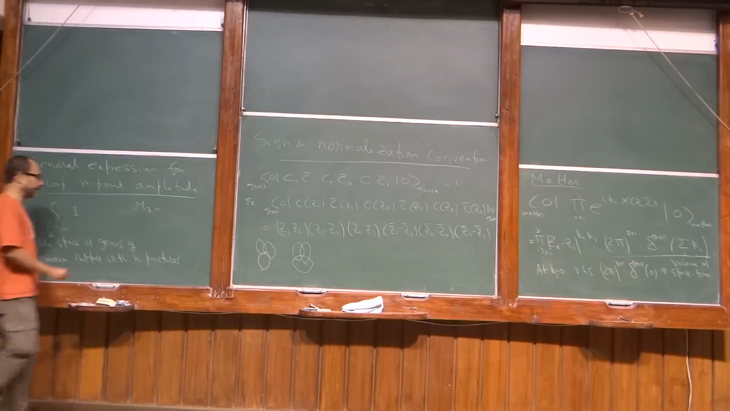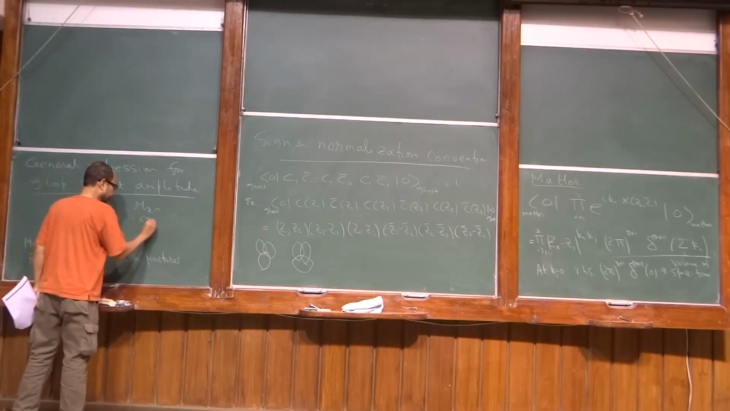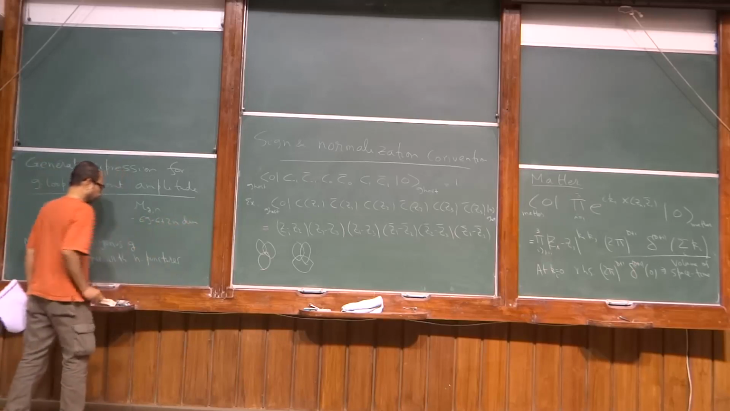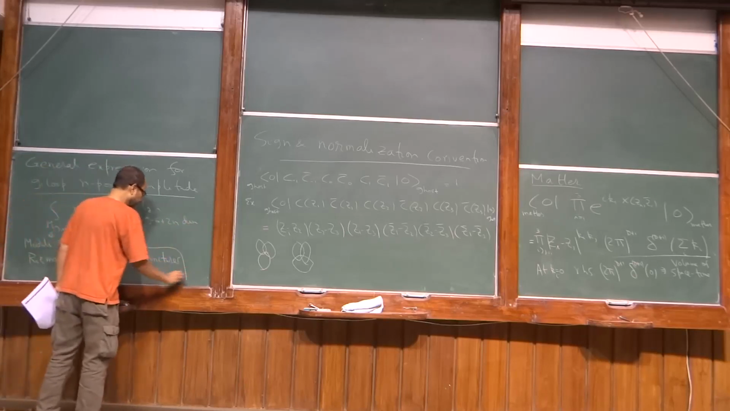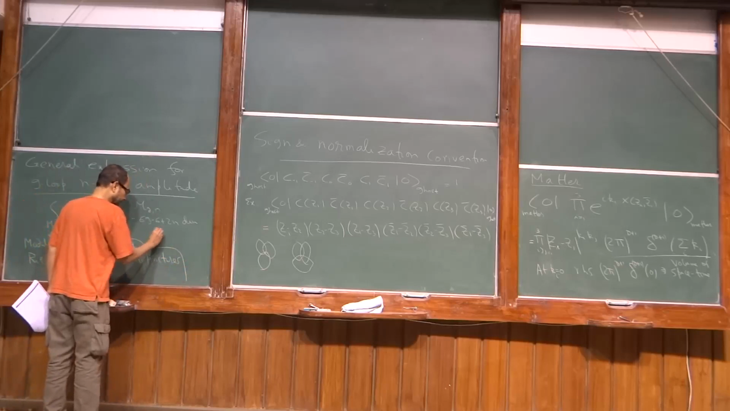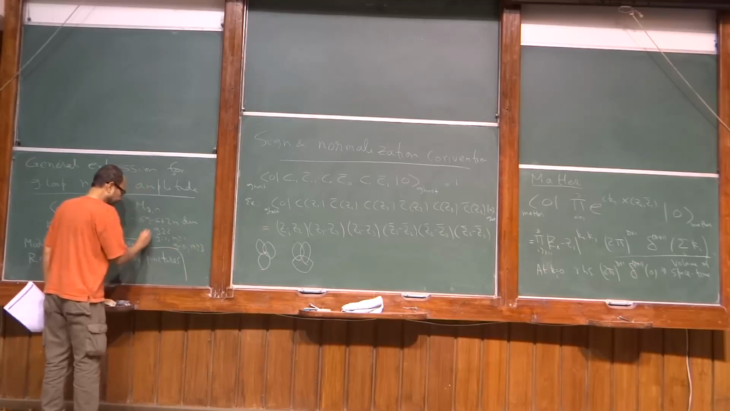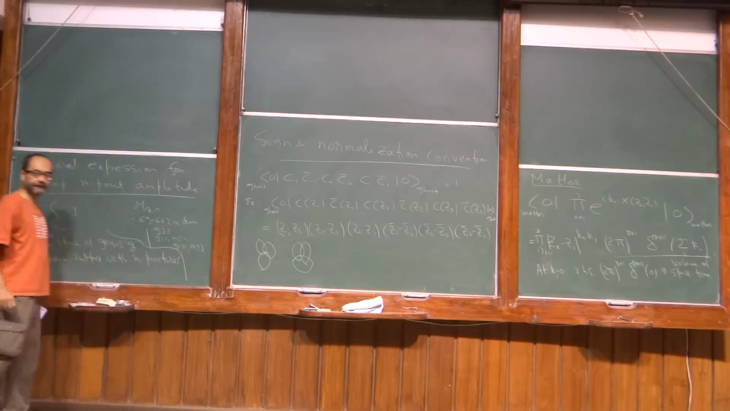So let me write down in general, this has 6g minus 6 plus 2n dimensions. And this formula is valid for g greater than or equal to 2, g equal to 1, n greater than or equal to 1, and g equal to 0, n greater than or equal to 3. These are the only cases that will be considered.